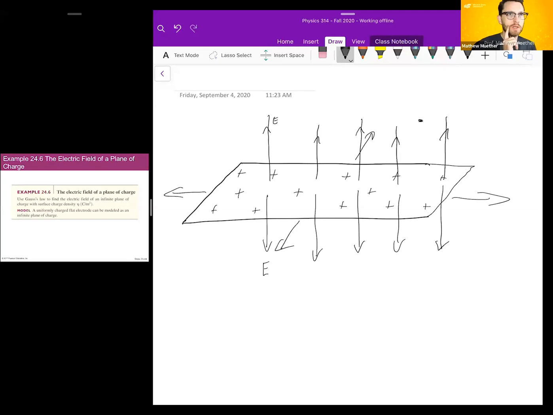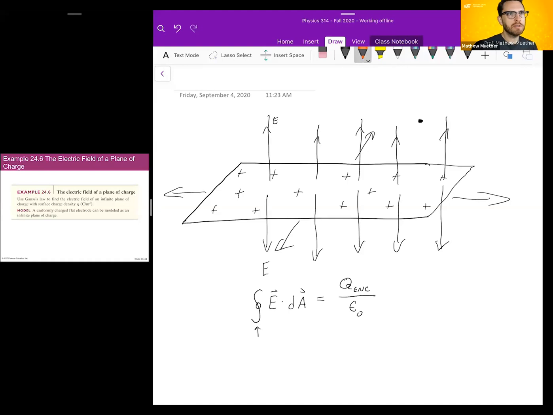Okay, so I have an electric field that follows this spherical symmetry. Let's imagine I want to find the magnitude of the electric field at this point in space, and I'm going to use Gauss's law. Well, the first thing I need to do is apply this idea that the surface integral of the electric field dotted into dA has got to be equal to the enclosed charge divided by epsilon naught. Remember, this implies that I have some closed surface. So I need to define my Gaussian surface.